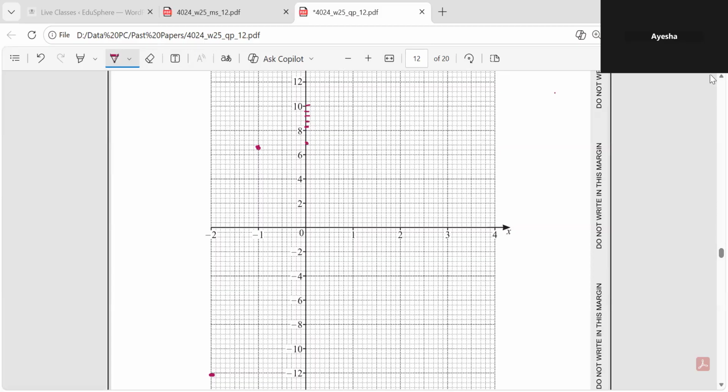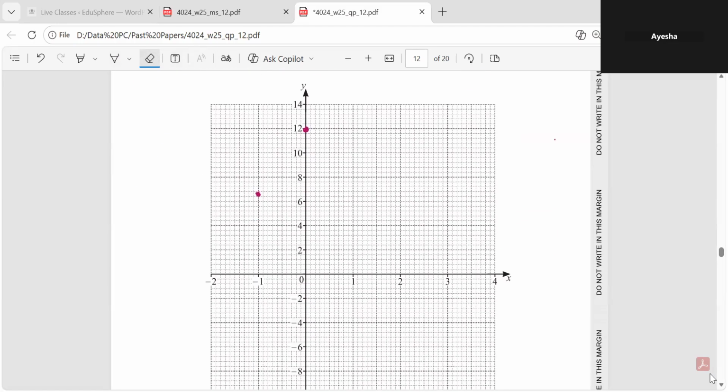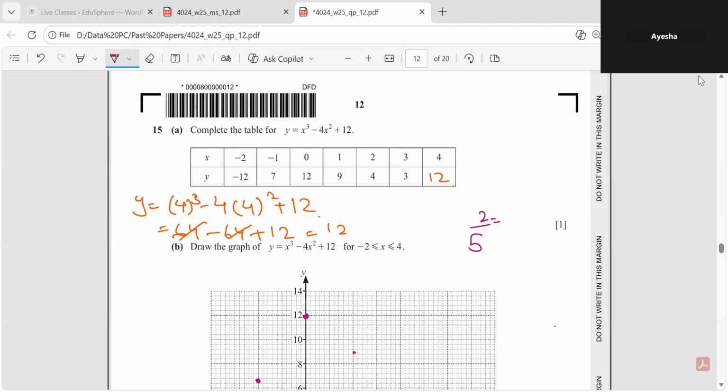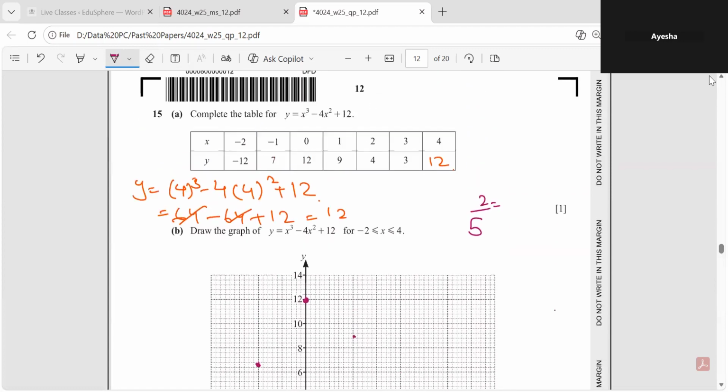Next value is, let me check, 0, 12. So it's simply here. I'm going to erase these; I wanted to explain them to you, that's why I put them here. Then 1, 9. So we are going on to 1, and for 1 it's going to be 9. As we have already mentioned, 8.2, 8.4, 8.8, and it's going to be 9, almost here. Then for the value 2, it's 4. So that is perfectly fine.